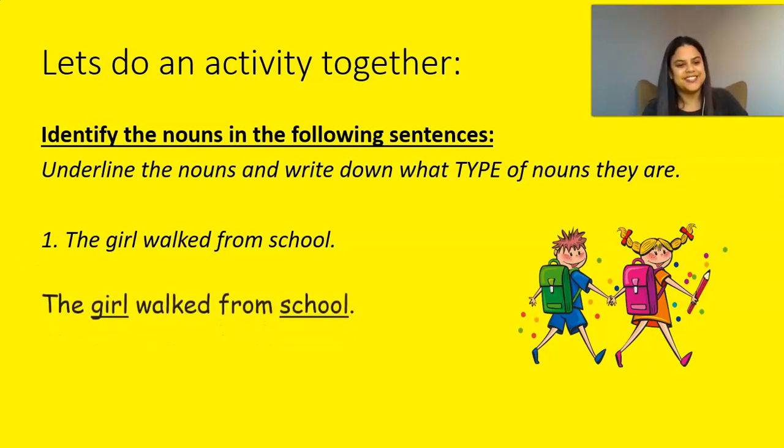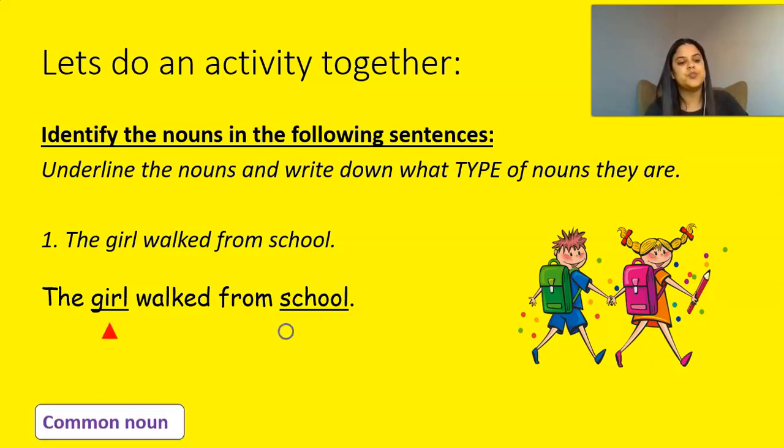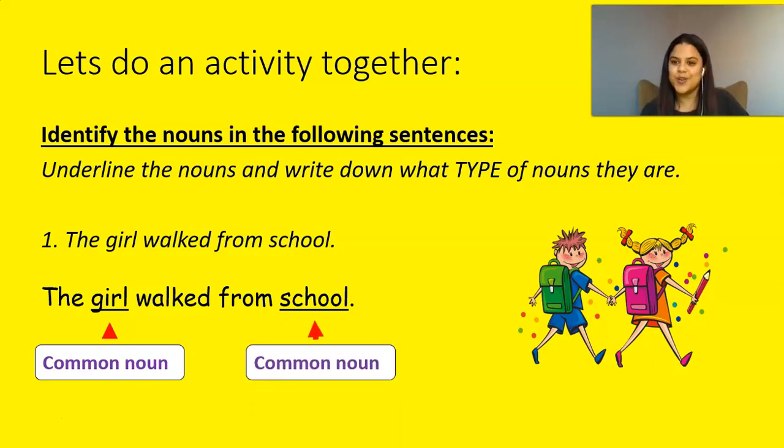Right, grade 4s. The girl walked from school. We've underlined our two nouns in the sentence. We have our one here, the girl, and our second one, school. Well done. So what kind of nouns are they? I'm going to give you a few seconds just to figure them out or write them down. The first one is a common noun. The second one is also a common noun. Well done, grade 4s.